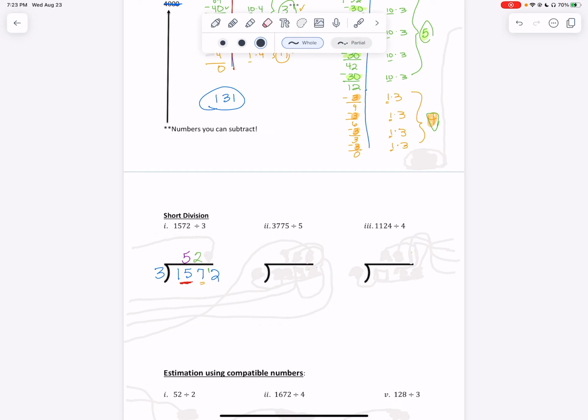2 times, because it's 6, right? And when I subtract, how many would I have left over? 7 minus 6 is 1. And so I put that little 1 up there so it turns it into a 12. So now 3 goes into 12 how many times? 4 times, and I don't have any left over.